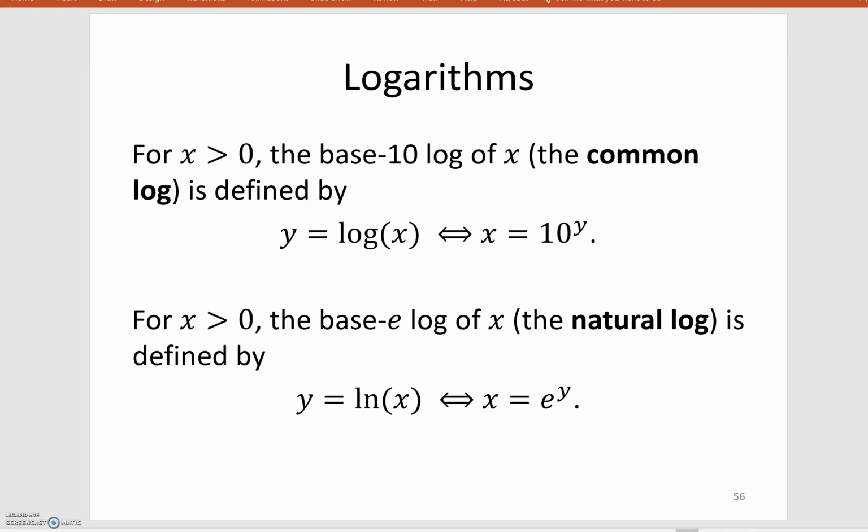And for x greater than 0, we have the base 10 log of x, and that's called the common log. One of the weird things about logarithms is that there are special logs that have special names, and this is one of them, the common log. And it's defined to be the following thing. y equals log of x is equivalent to x equals 10 to the y. So that's key for understanding what a logarithm is, that anytime that you have a logarithm, you can convert it to its exponential form.